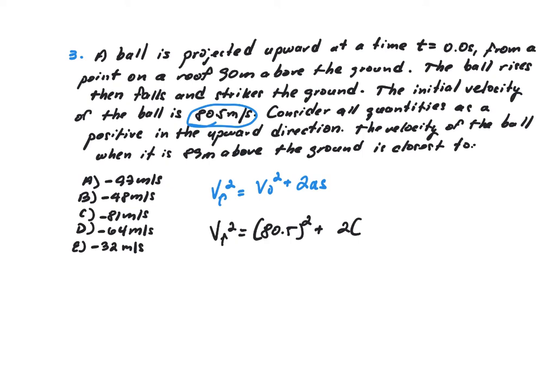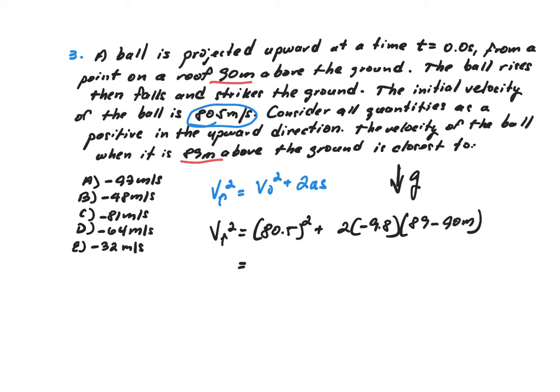We don't have an acceleration, but we know that it's moving in a downward direction. Downward direction is gravity, so it's 9.8. And for the displacement, it says that we started on the roof at 90 meters above the ground. And they want to find the velocity at 89. So our final displacement is 89 meters minus 90 meters.